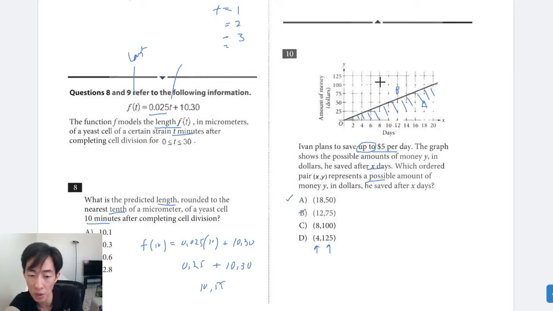8, 100, 8 all the way up here, this is choice C, not gonna work. 4, 125, 4, and then 125 is all the way up here. So this is choice D. So notice B, C, and D are all above the line. The only one that's below the line is choice A, so that's going to be the answer.